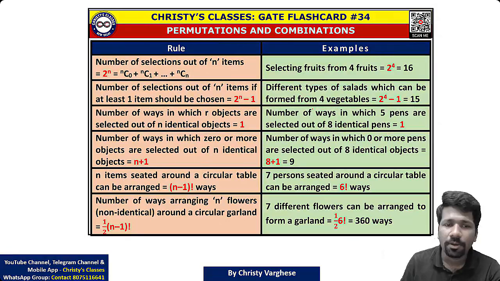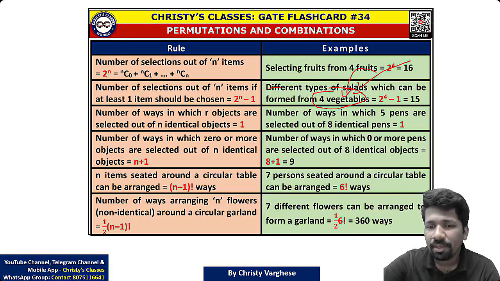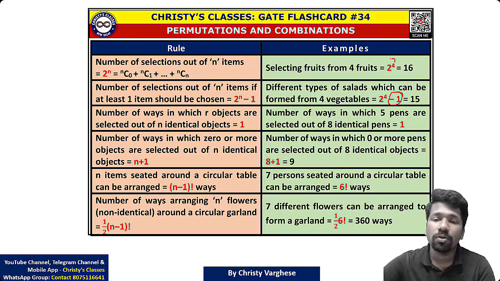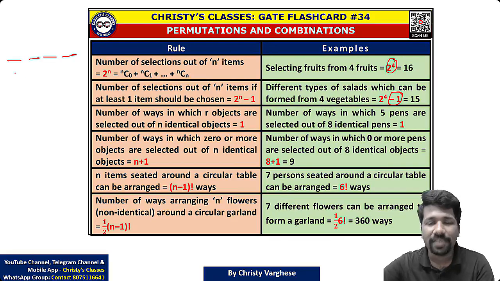Some more particular cases I have given here. Number of selections. Yes, this was asked in the CSIR exam. How many salads can be formed from 5 vegetables? The CSIR exam asked about 5 vegetables; here I have taken an example of 4 vegetables. To form a salad, a minimum of 1 vegetable is needed. So the 0 vegetable salad has to be avoided. That is why we subtract 1. If the 0 vegetable salad was also allowed, 2 raised to 4 is the answer. I have explained the logic behind this a lot in the particular chapter.